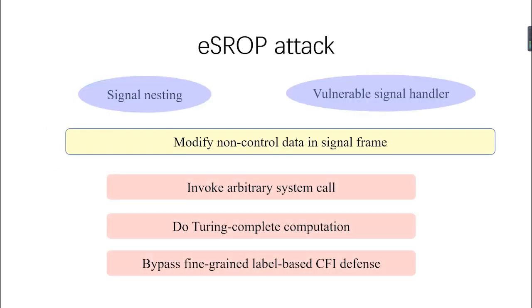So we propose eSROP attack. It is a more dangerous variant of SROP attack. It can survive under multiple defenses. The core idea is leveraging the signal nesting mechanism and the vulnerable signal handler to modify non-control data in the signal frame. This attack can give attackers the ability to invoke arbitrary system calls, do Turing-complete computations, and bypass a fine-grained level-based CFI defense.